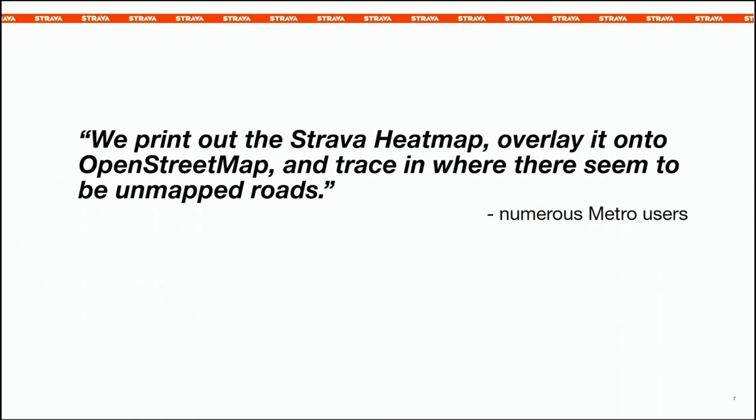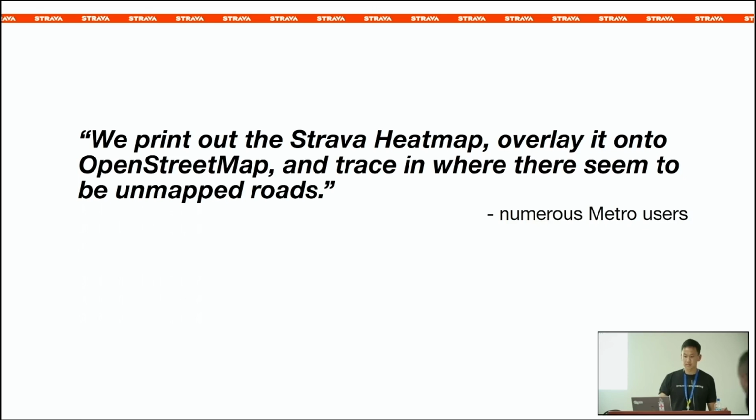Something we hear from our Strava Metro partners occasionally is: we print out the Strava heat map, overlay it onto OpenStreetMap, and trace in where there seem to be unmapped roads. I hear this at conferences. I most recently went to a bike conference, and I heard people do this. I've also heard that some of you do this using your favorite OSM editor.